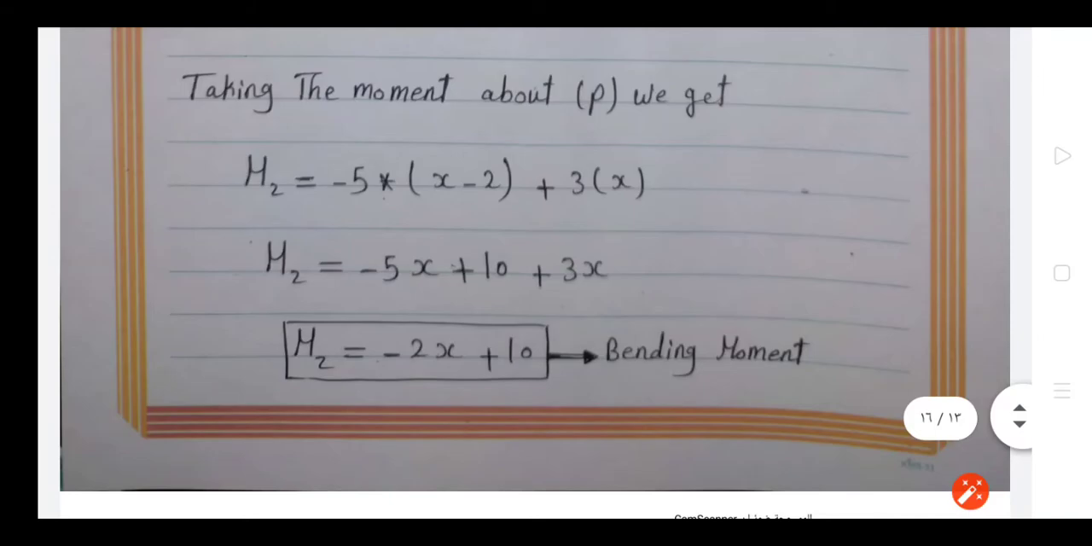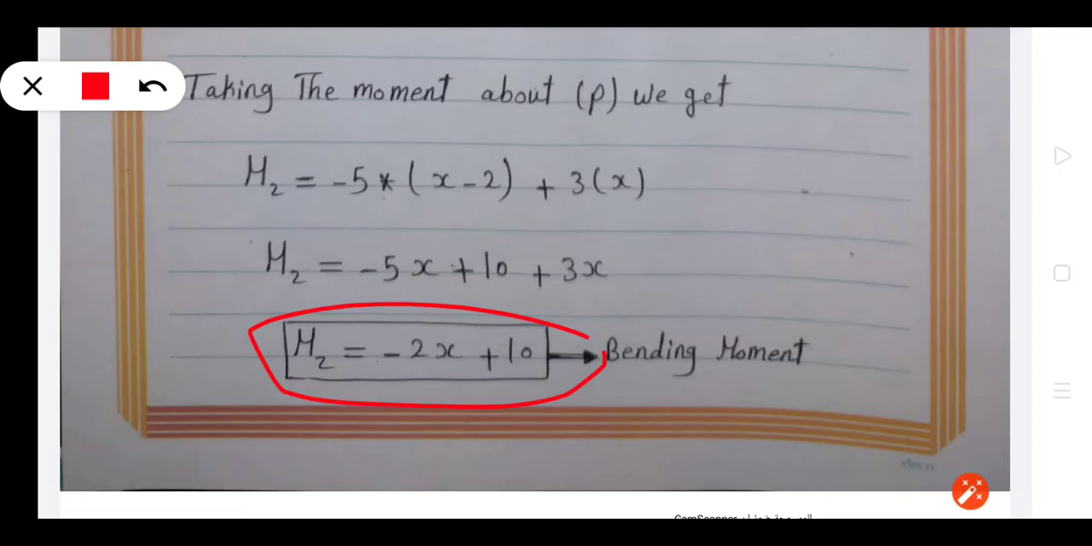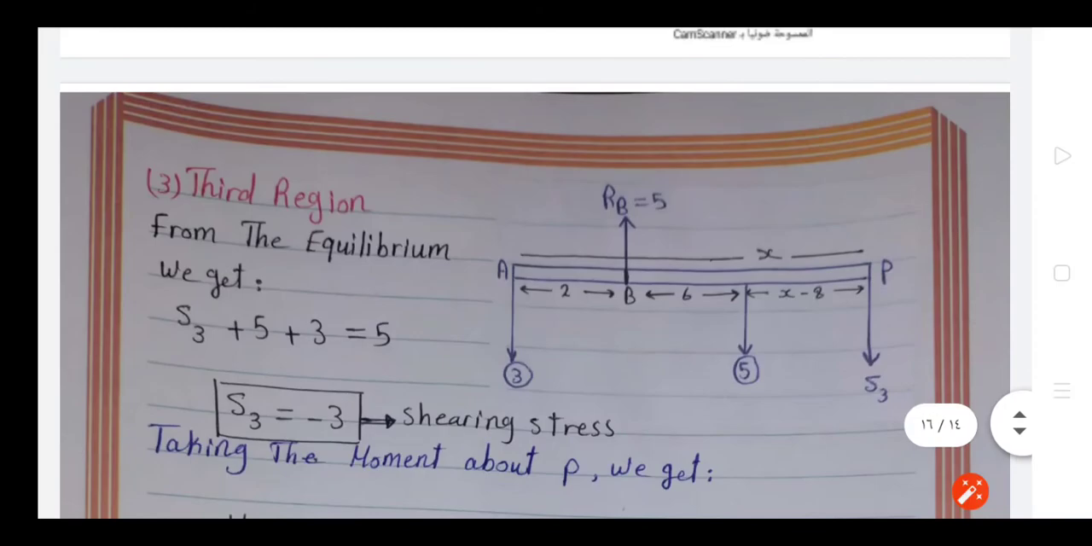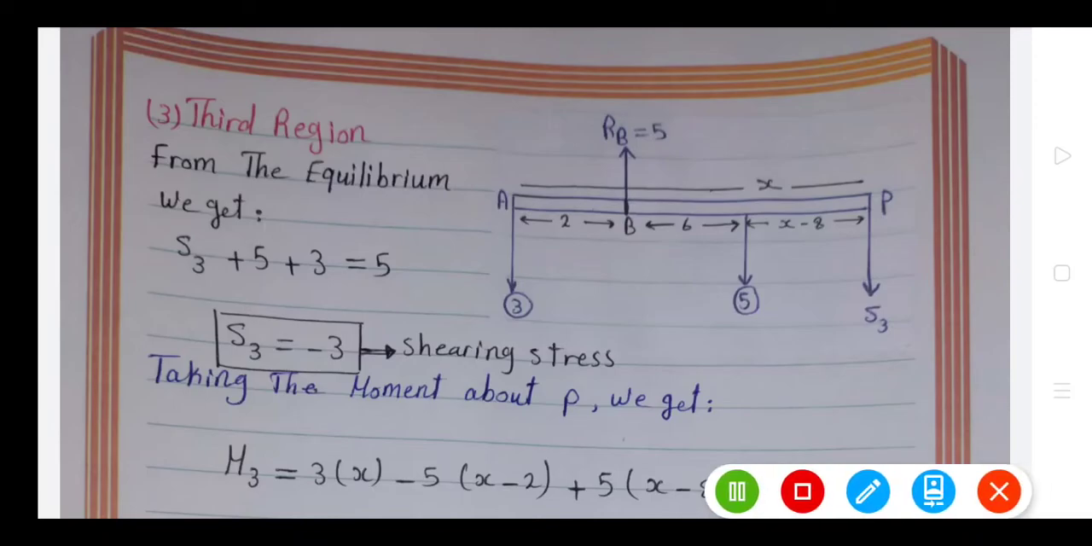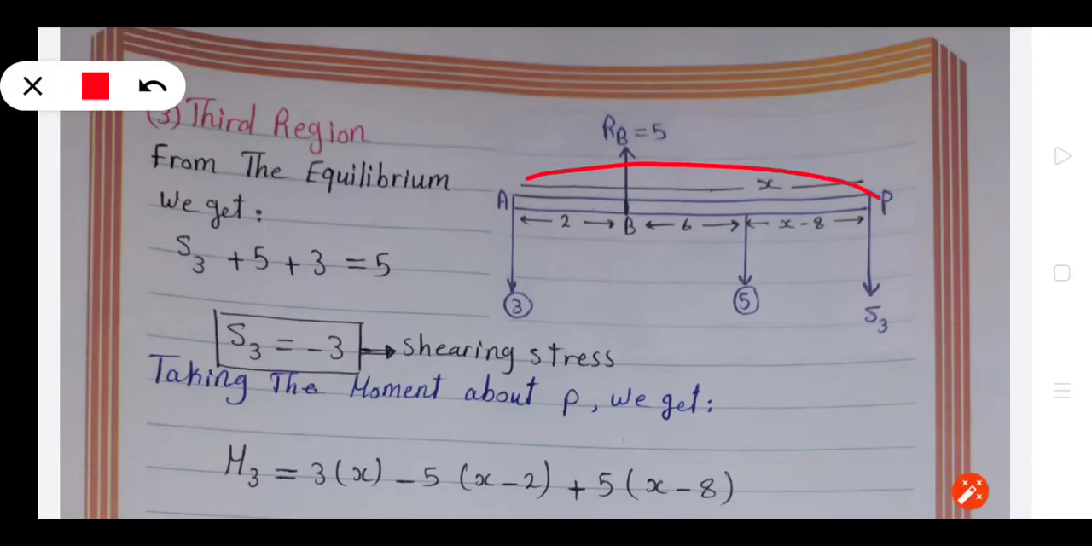We can write it in simplest form. We have M2 equal negative 2x plus 10, bending moment. The third region is from A to before supporting point G. Let we have point B. This whole distance from A is x, and having S3, we have weight 5 and weight 3 and reaction 5.